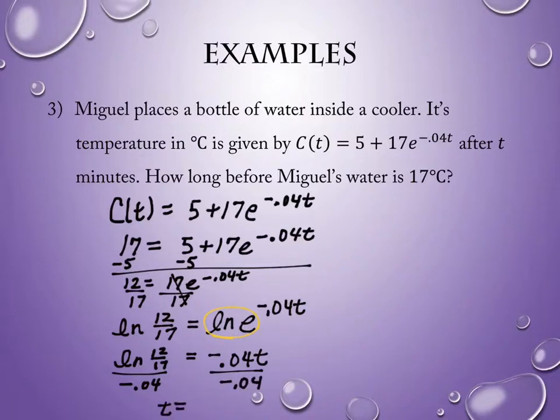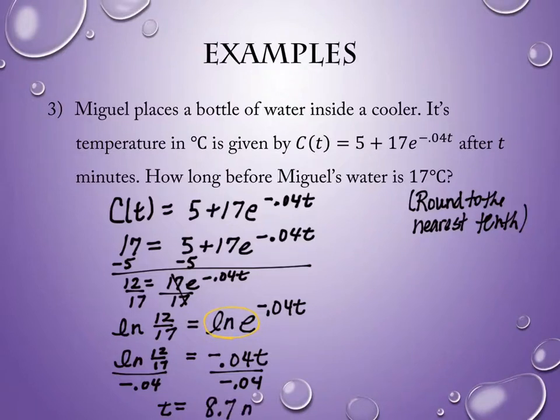If I do this, I will find that my t rounded to the nearest tenth. That's what I meant to type in there, my bad. So round to the nearest tenth. And of course, tenth means 1 decimal. So rounded to the nearest tenth, this actually ends up giving me 8.7 minutes. So he doesn't have to wait very long for his drink to cool down.